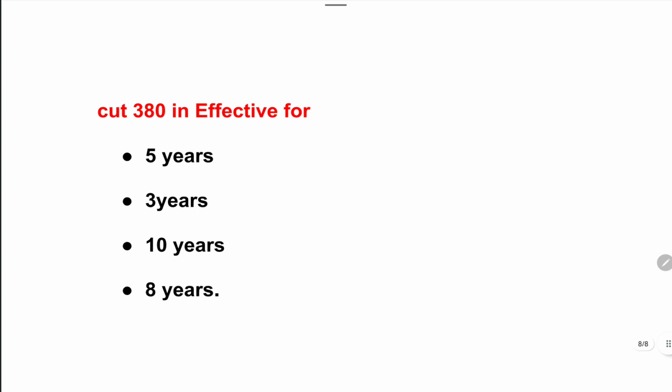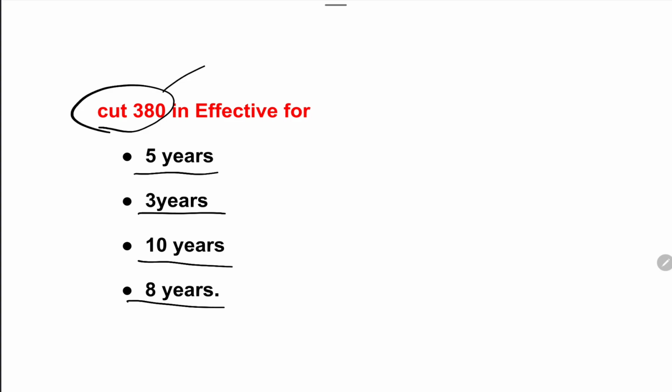The last one: the Cu T 380 is effective for. This is a contraceptive method. How many years is this method effective? Options are 5 years, 3 years, 10 years, 8 years. The right one is option D, 8 years. So it is effective for 8 years.